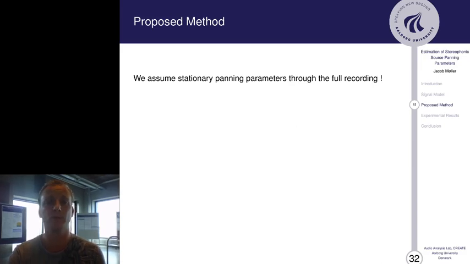We assume in the full recording that the panning parameters are stationary, which means that if we have, for example, in a music mixture, a drum set which is in mono, and we have panned that to stereo to some position, we assume that position to be fixed through the full recording.